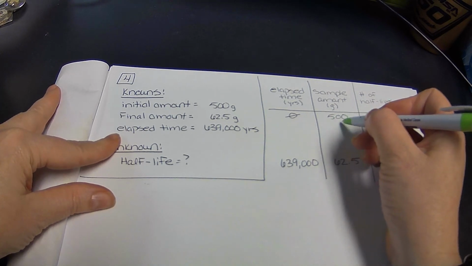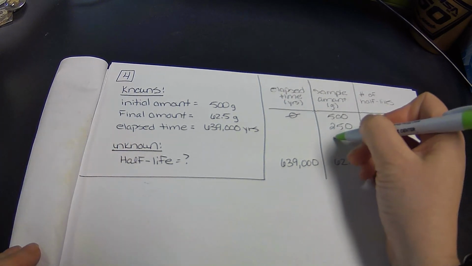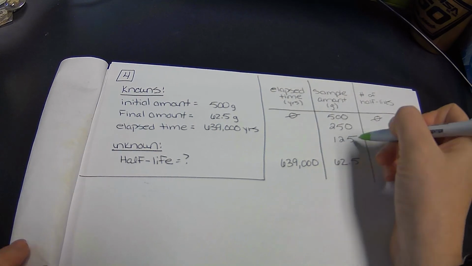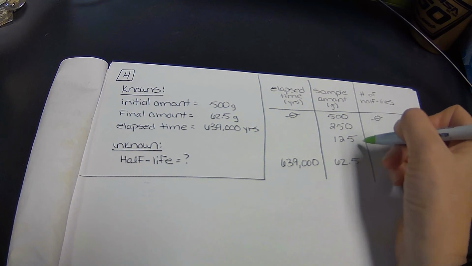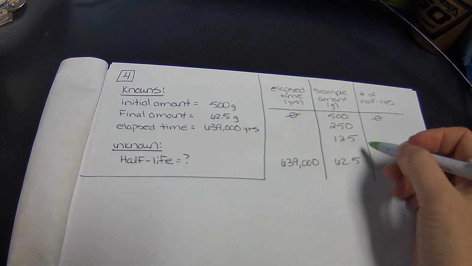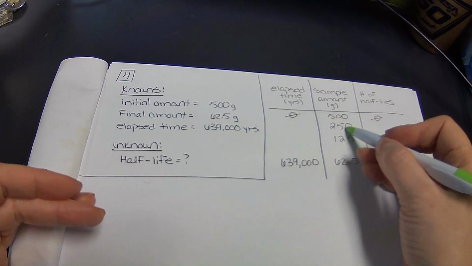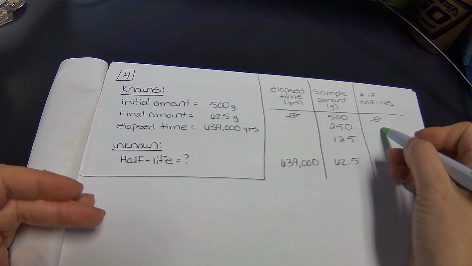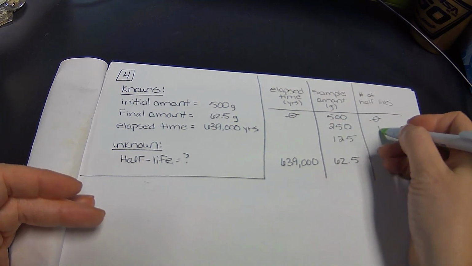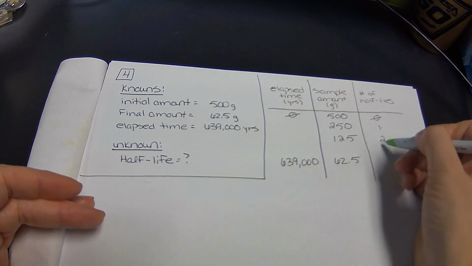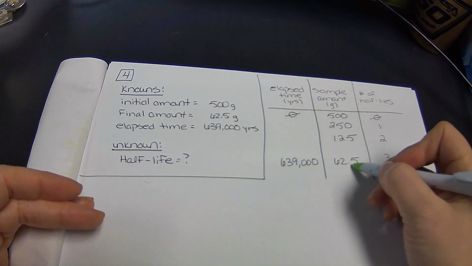So 500 divided by 2 is 250. 250 divided by 2 is 125. 125 divided by 2 is 62.5. And sure enough, there's a little extra space. I was approximating, so that's fine to have some extra space there. So now I'm going to come back over and say how many half-lives did that take? So the first one is 0. The first time you halved it becomes 1. Half it again, the second half-life, half it again. So it took 3 half-lives to reach 62.5.